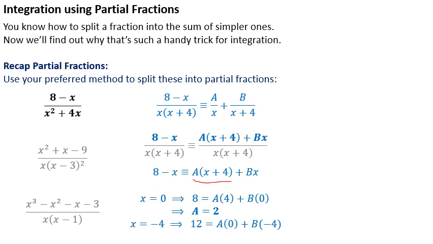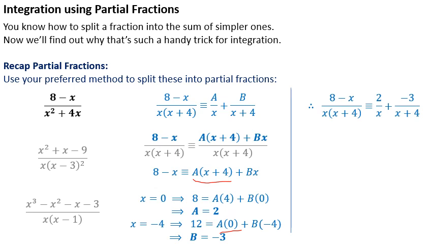So we set x equal to -4. On the left we get 12. On the right the a term cancels out. We get a times nothing, and then we get b times -4. Therefore we can find the value of b. And that means we can write our fraction now as 8 minus x over x times x plus 4 equals 2 over x plus -3 over x plus 4. I've just replaced a and b with the values that we found.